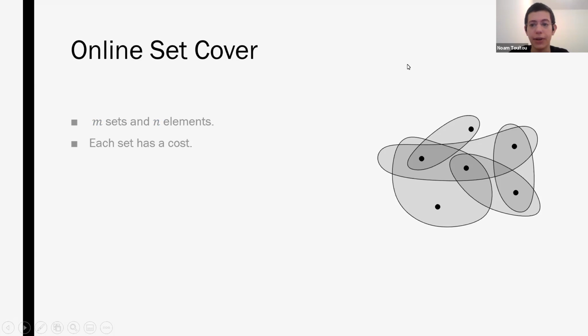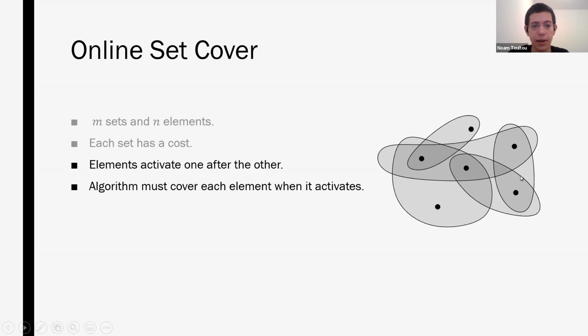In the online variant of the set cover problem, you again have a universe of sets and elements with costs to the sets, and this is given in advance to the algorithm. But then elements activate one after the other, and the algorithm must cover each element when it activates. So, for example, now this green element became active, so the algorithm chose to cover it by adding a set to the cover.